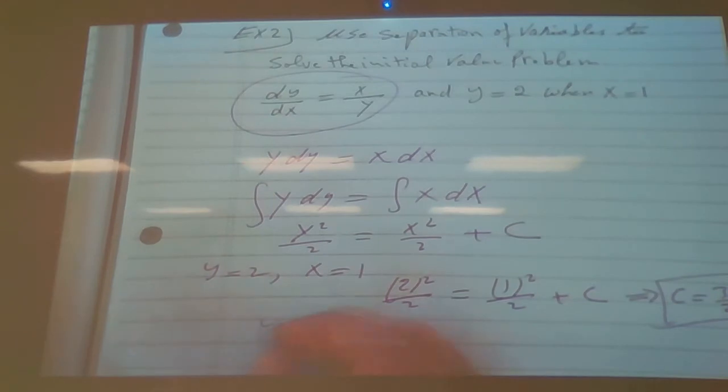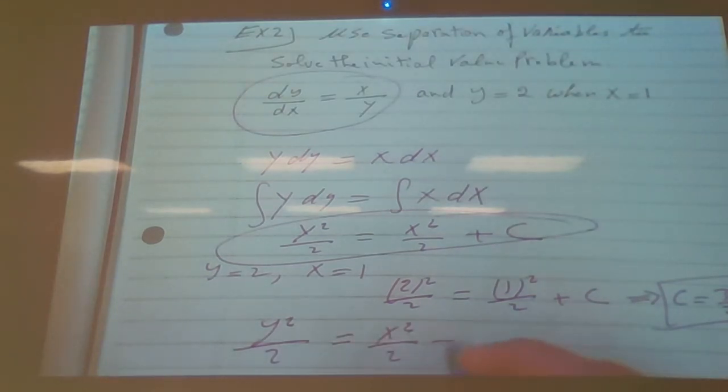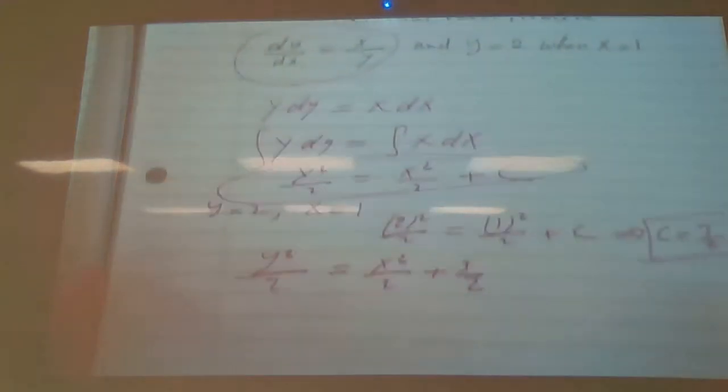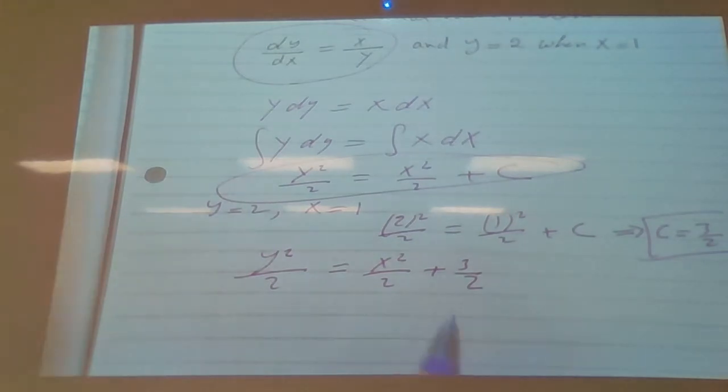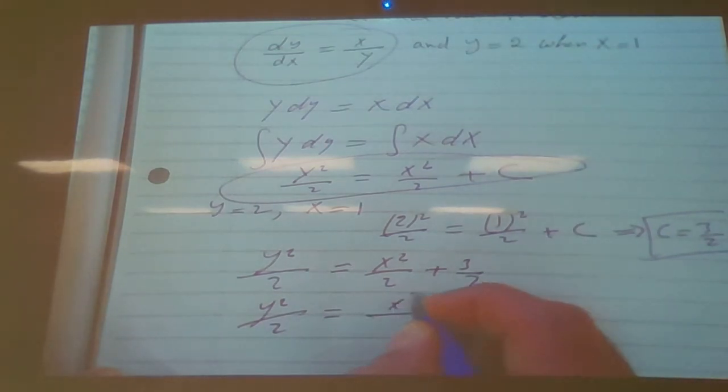Rewrite your equation. So I have y squared right here. y squared over 2 is equal to x squared over 2 plus 3 over 2. And we're going to solve for y. Okay, we can do a common denominator here first, if you like.